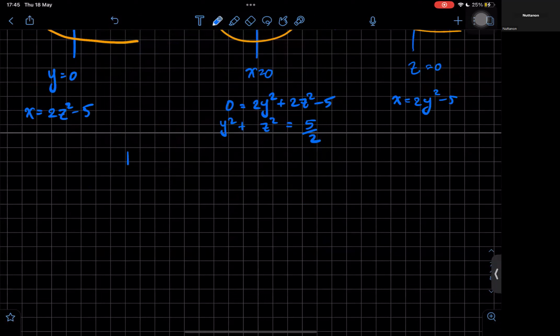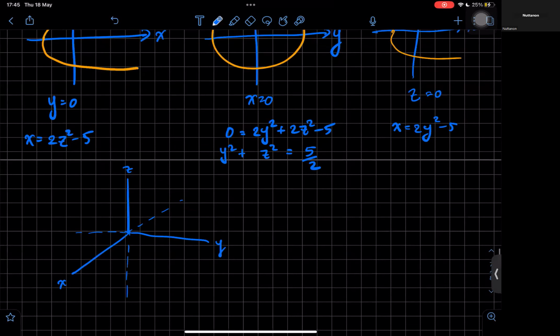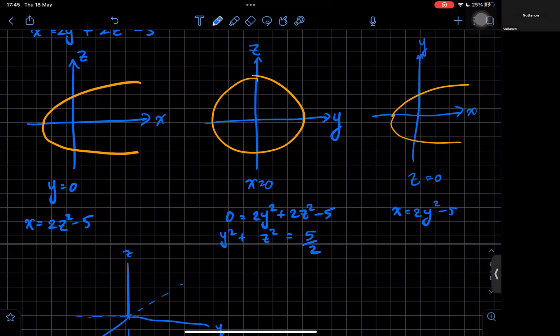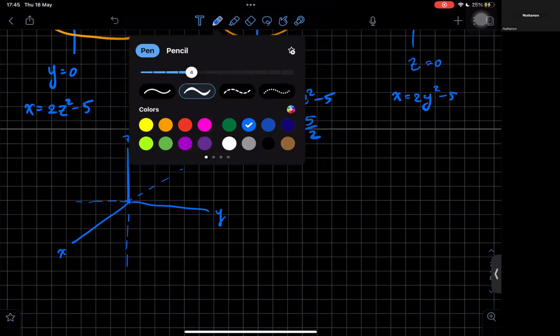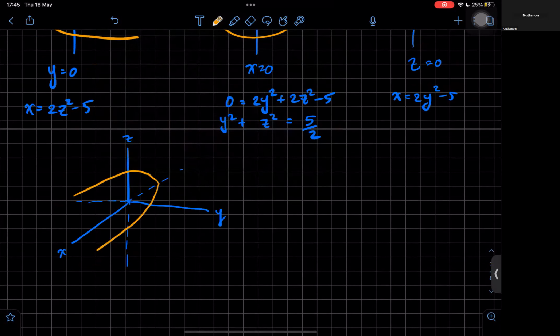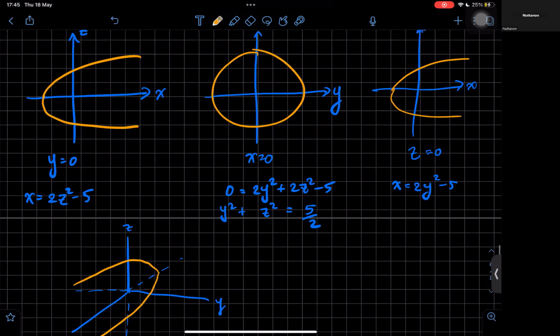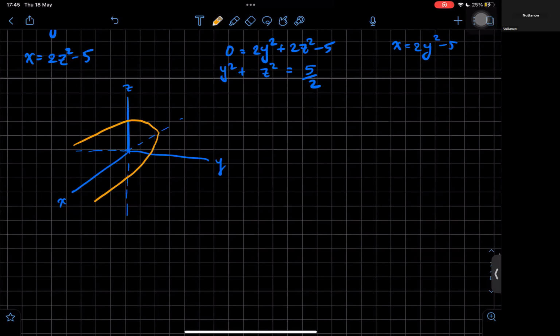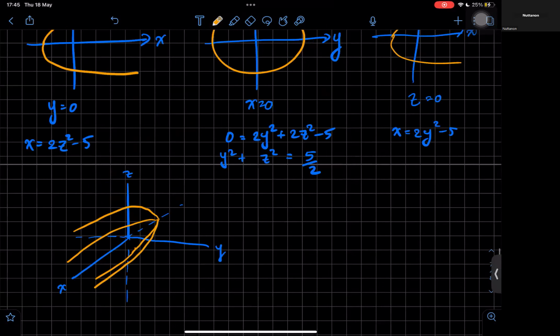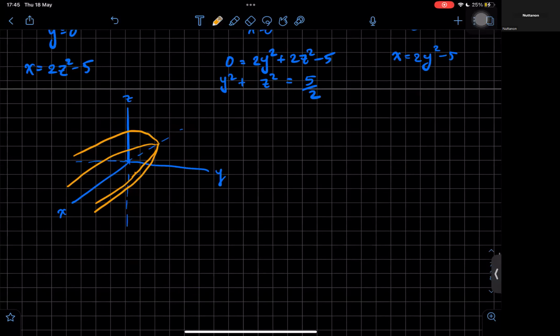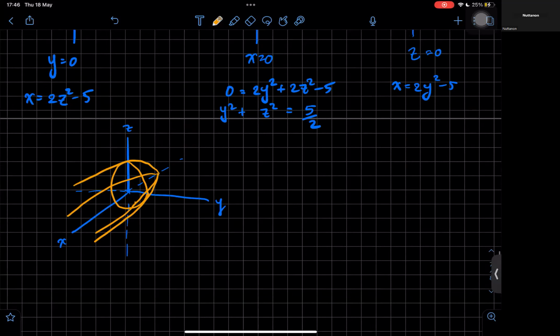When you combine it together, this is the hard part. This is x, y, and z. The x z trace is a parabola, so it's going to be like this in the x direction. The x y trace is also a parabola, so it becomes something like this in the y direction. And the y z trace is a circle, so it's going to be a circle in the y z plane. So you get the idea of what shape it's going to be. This is one way to do it.